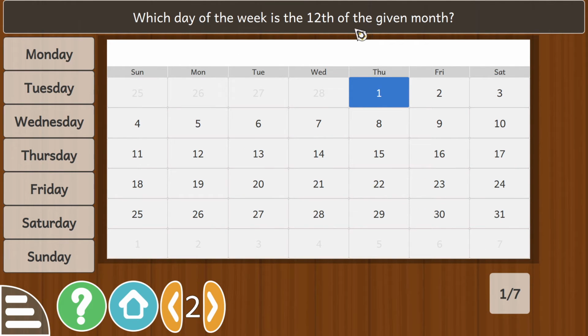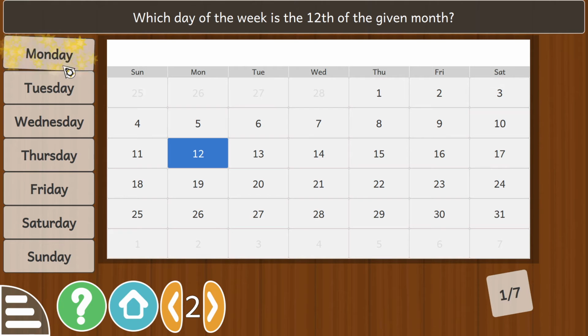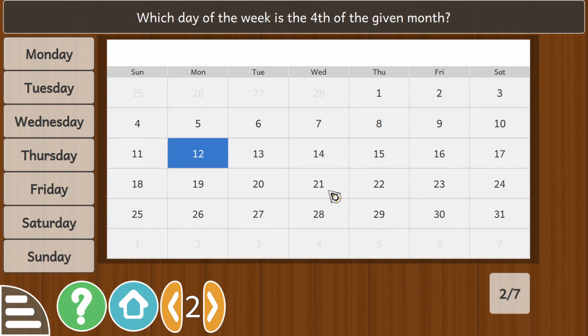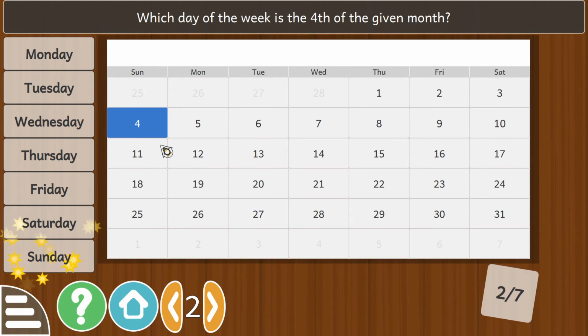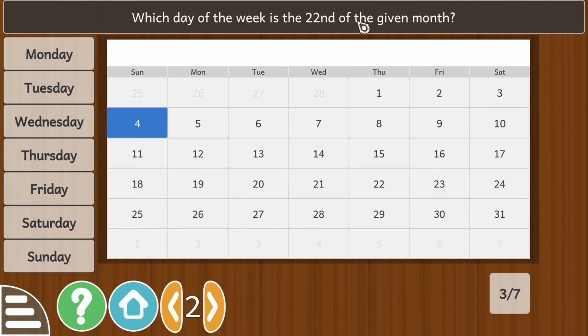So which day of the week is the 12th of this month? We've got the options here of Monday, Tuesday, Wednesday, Thursday, Friday, Saturday, and Sunday. So here we don't have the whole names of the words written out, but we know it's Mon. So Monday. Which day of the week is the 4th? So I'll click the 4th and Sunday. 22nd.